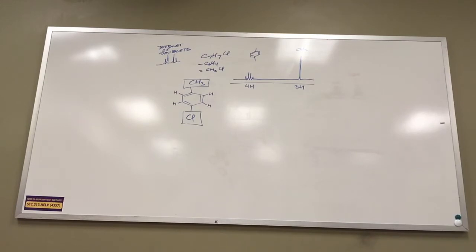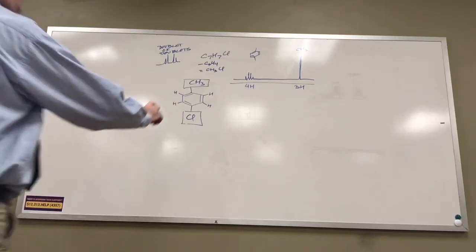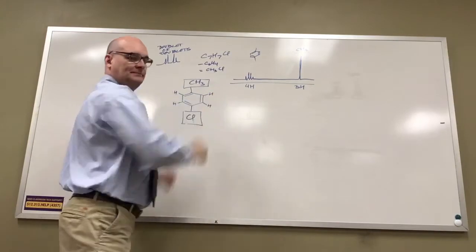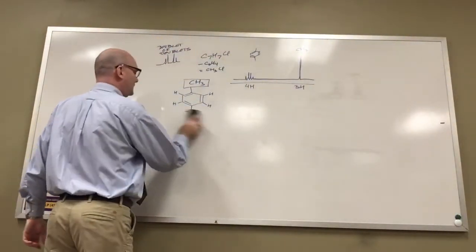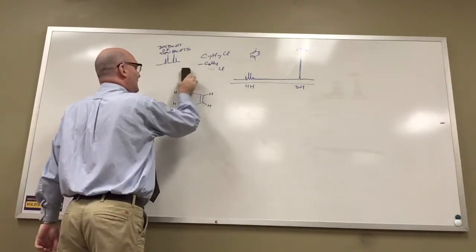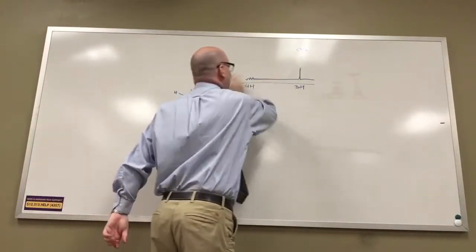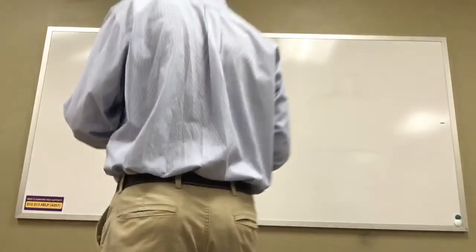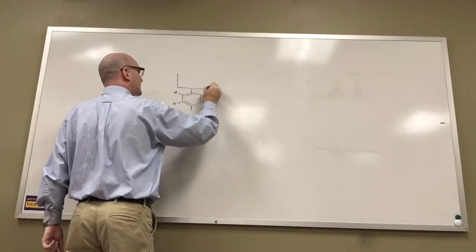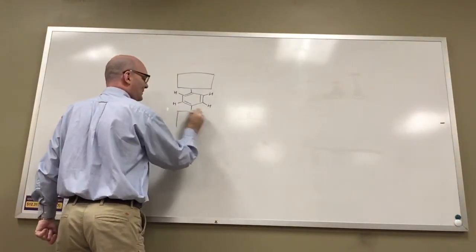And the integration underneath the signal tells you how many hydrogens gave rise to this signal. So these four hydrogens belong to this fragment right here. And then what we're going to do is figure out what goes in the boxes. So there's a box here, and there's a box there.